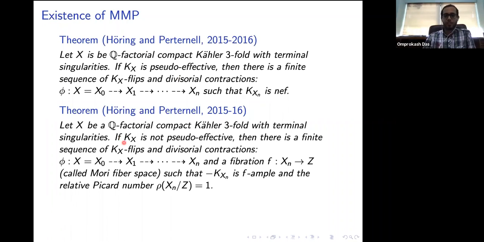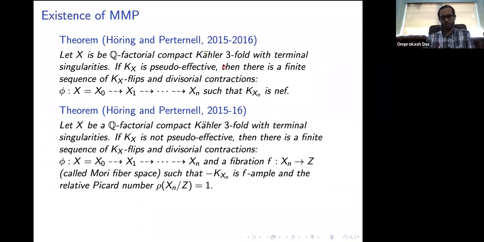And similarly, if K_X is not pseudoeffective, then there exists a finite sequence of flips and divisorial contractions. Then you go to X_n, and from X_n to Z there is a fibration, called a Mori fiber space, so that minus K_{X_n} is relatively ample, and the relative Picard number is 1. This is a Mori fiber space.